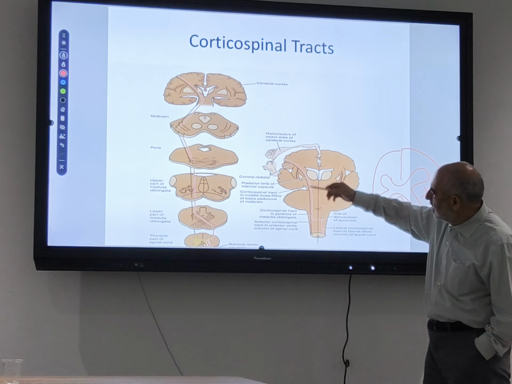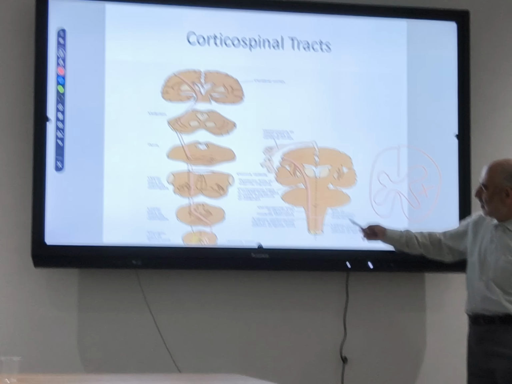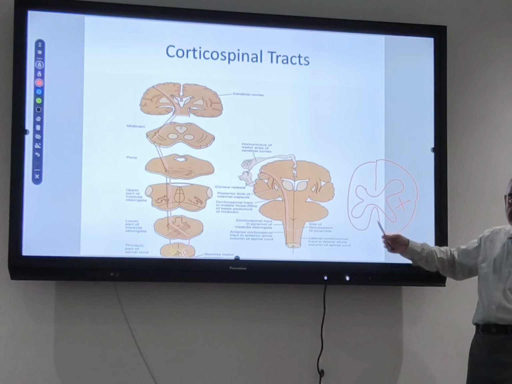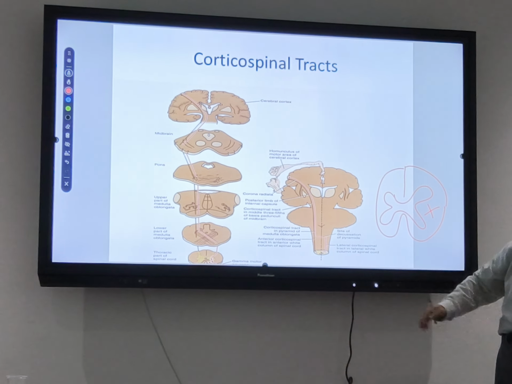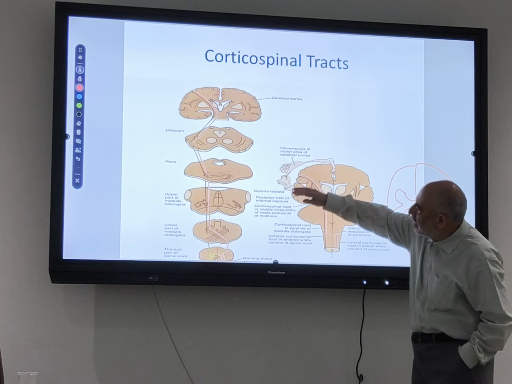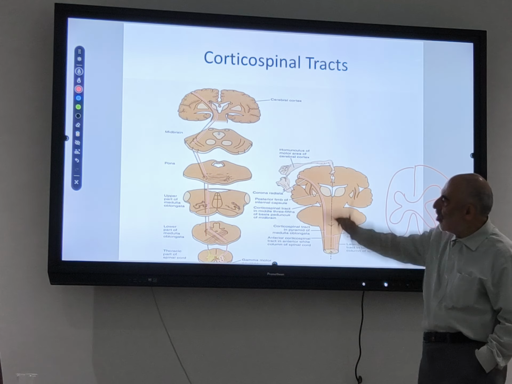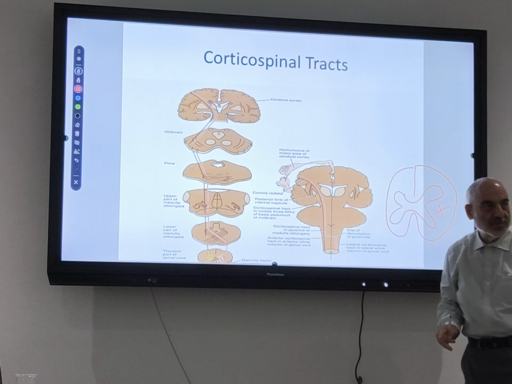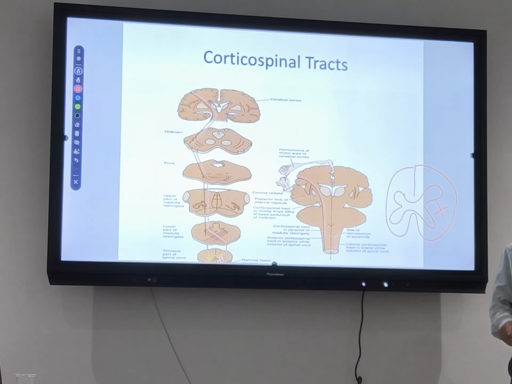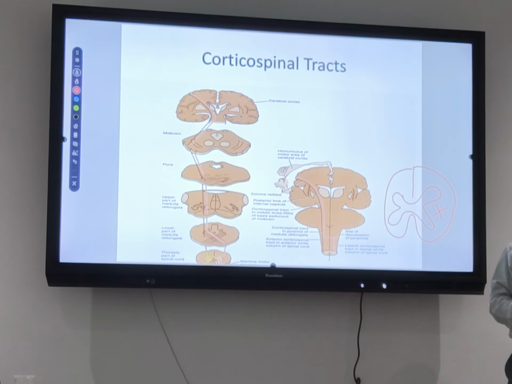And as you see, this is the corticospinal tract. The site of the decussation means crossing. It's very important. Okay. So these are the different levels through which the corticospinal tract travels. Corticospinal means cortex to the spine, the connection between the cortex and the spine. Okay? This is very important.